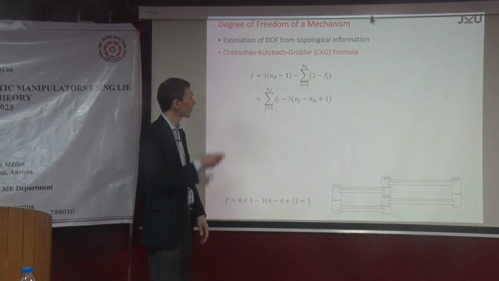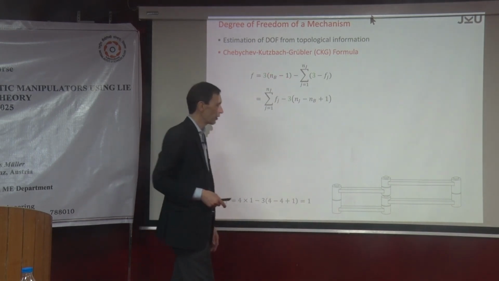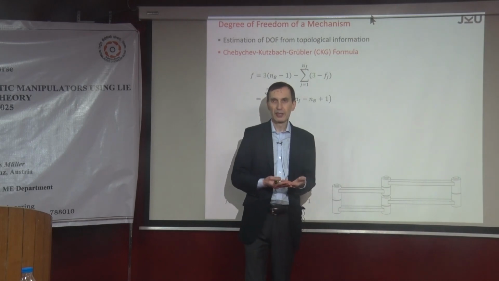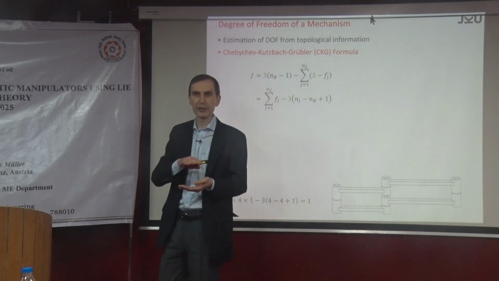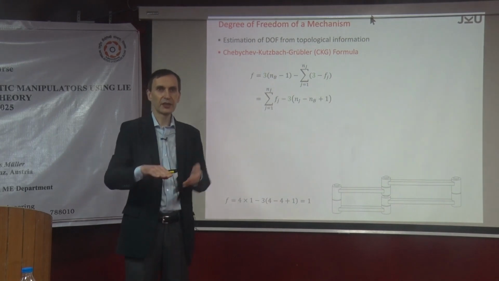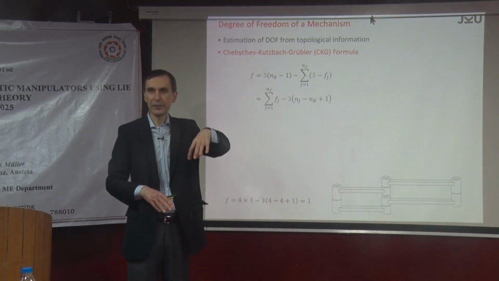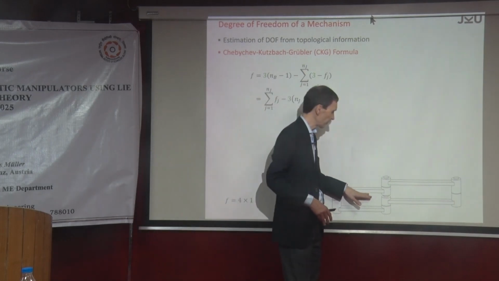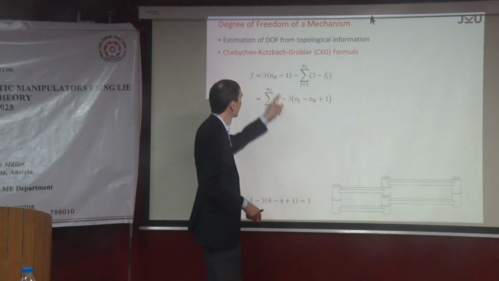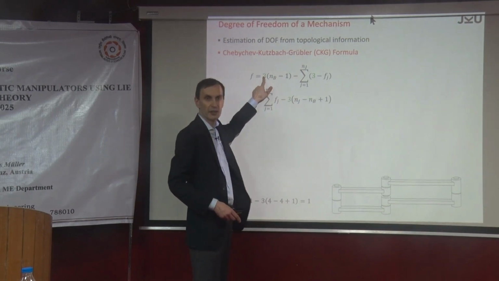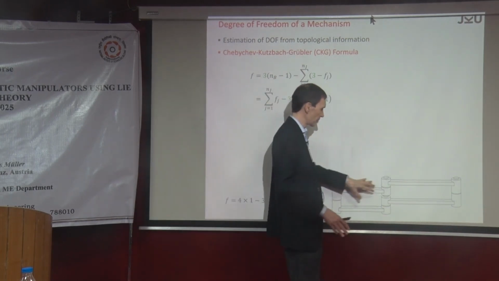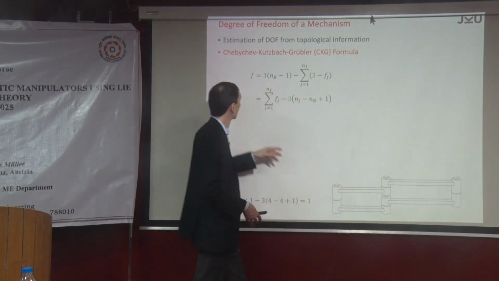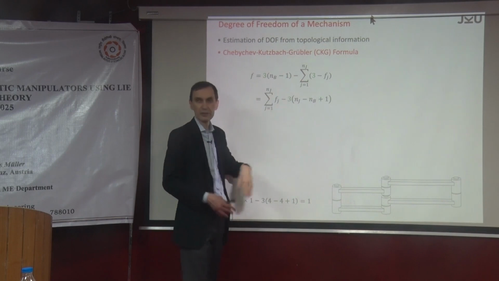So n minus one. And how many degrees of freedom does a body have in a plane? Three, right? So it can move in a plane with three degrees of freedom. It can translate and rotate about the vertical axis, right? So that means each of the n minus 1 moving bodies has 3 degrees of freedom. So the whole system, without being connected by joints, has 3 times n minus 1 degrees of freedom.